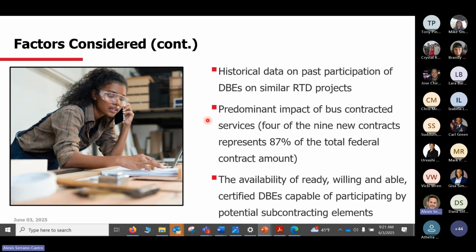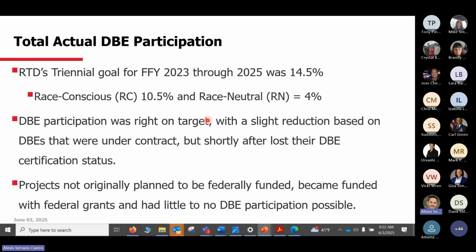We understand we can capture more participation in RTD construction-related projects, but not in the ones related to bus contractor services. Although I encourage whoever wants to participate or compete for those 4 bus contractor services projects to look for more participation, we understand it has been a challenge. And again, those 4 represent 87% of the entire contract amount. And then the availability of ready, willing, and able certified firms to participate as subcontractors. We actually use those elements, but we understand where exactly they can compete. So we know those factors won't necessarily make changes to the 6%.